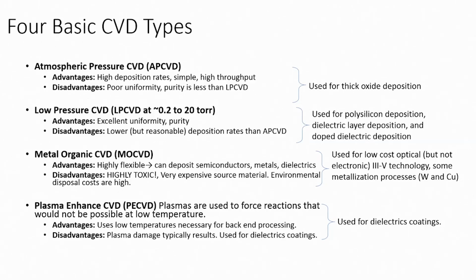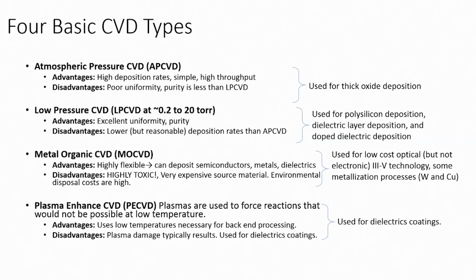Disadvantages are poor uniformity and purity less than LPCVD, right. So, what is APCVD used for? APCVD is used for thick oxide deposition, right.